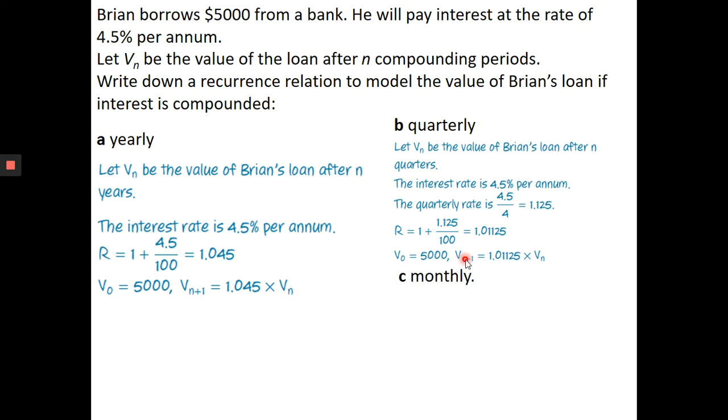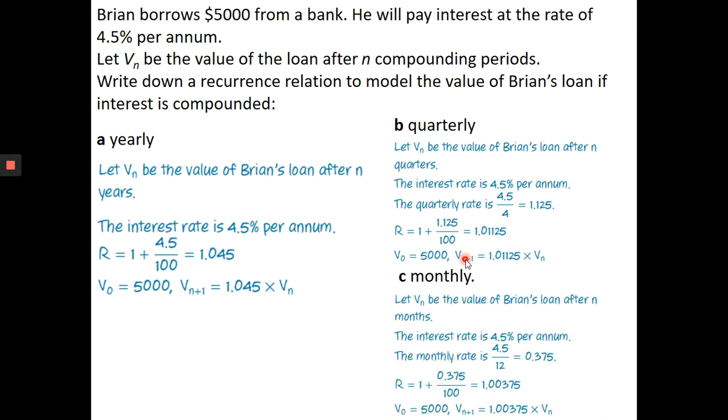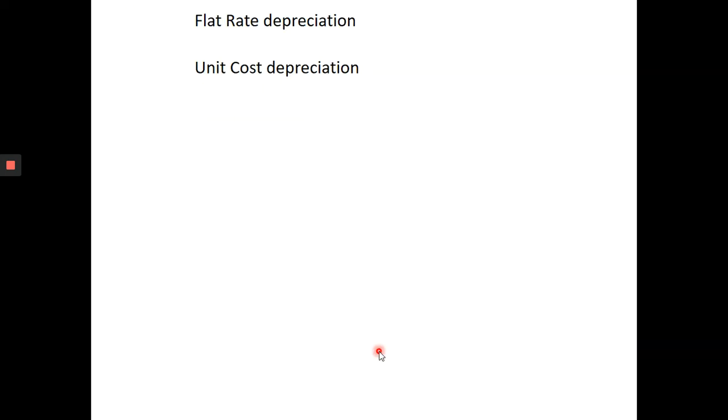If we do it monthly, we have to divide by 12, don't we? So 4.5 divided by 12. And again, don't forget to do this bit. Now the numbers are getting quite small here, aren't they? 1.00375. Take care with that, because lots of people will get the zeros wrong or not put the zeros in, so take real care with that.